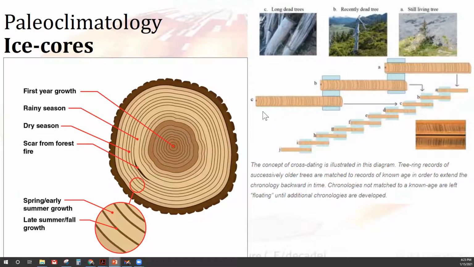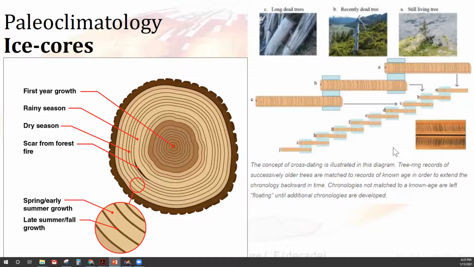Or you can core it, and I'm hoping that some of you have done that in like ES 102, where you can take an auger and you go up to a tree, and at breast height you stick it into the tree, and you pull out this plug that looks something like this, and from that you can start to count the amount of the rings.